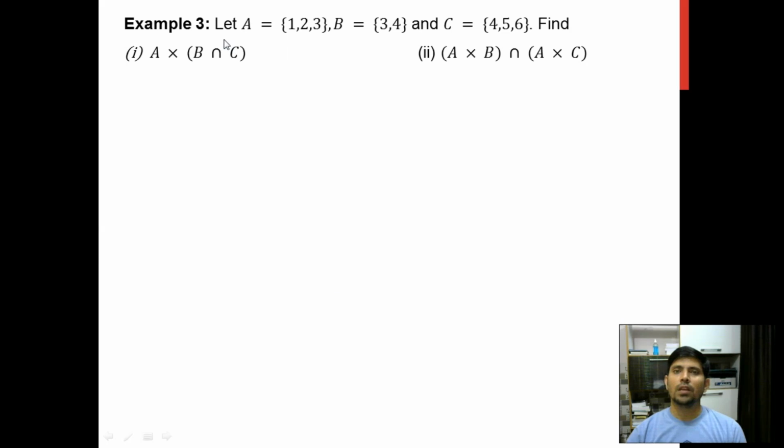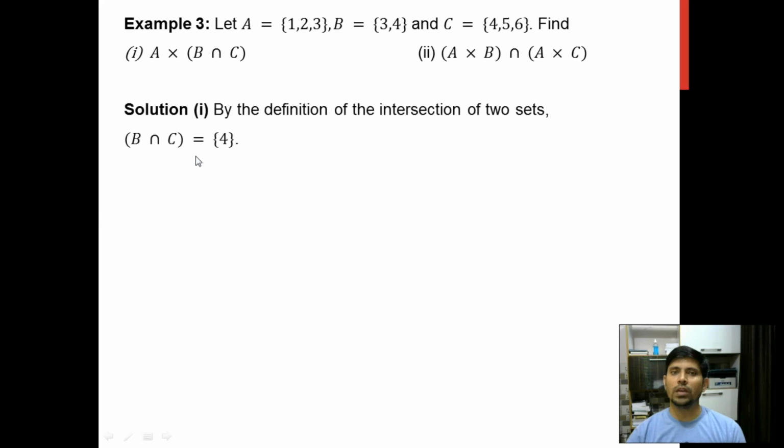Next example, A is given as {1, 2, 3}, B is given as {3, 4}, set C is given as {4, 5, 6}. We have to find the value of A cross (B intersection C). So first of all, if we go for the first part, we have to find the value of B intersection C. You can see here, in B and C, which is the common element? 4 is the common element. So B intersection C equals {4}. Now we have to find the cross product of A with {4}. A is {1, 2, 3}.